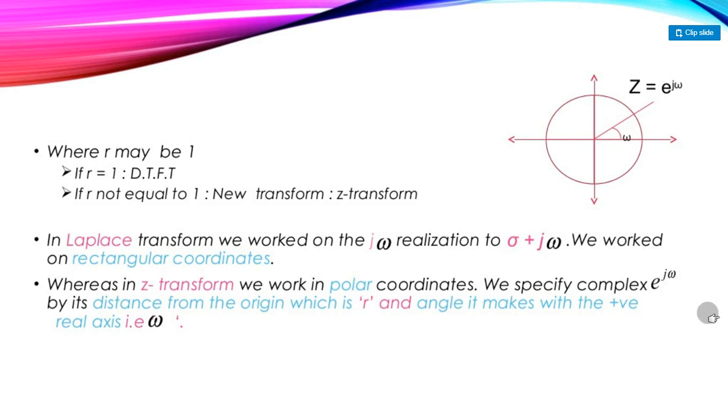Okay, so going beyond that, in case of Laplace transform, we use sigma plus j omega, where for the j omega relation we worked on rectangular coordinates. We have already done that, and we are going to discuss all that also. In case of Z transform, we work in polar coordinates. We specify complex e to the power j omega by its distance from the origin, which is r.